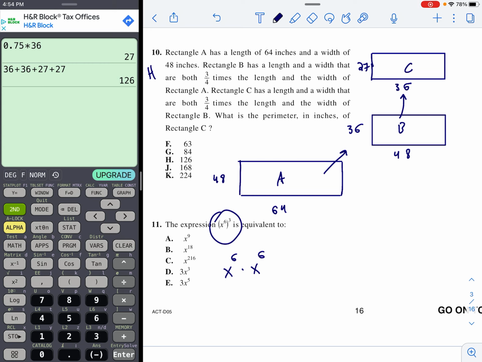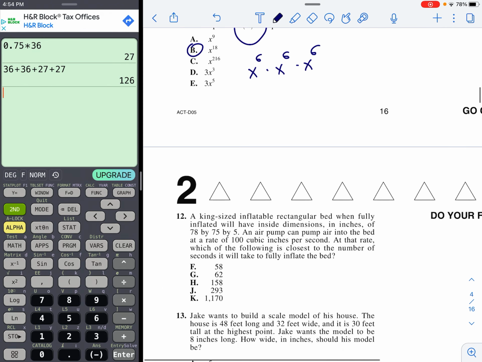Number 11, this is just power to a power. Remember, x to the 6th times x to the 6th times x to the 6th, we'd have a total of 18 x's all being multiplied. If you ever forget, a power to a power means that we multiply those two things.